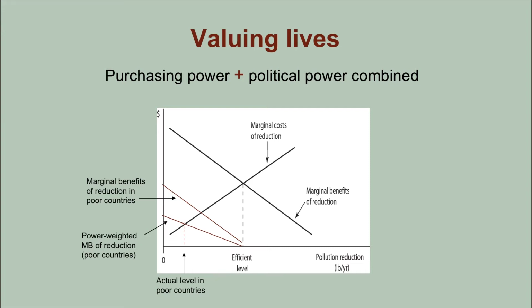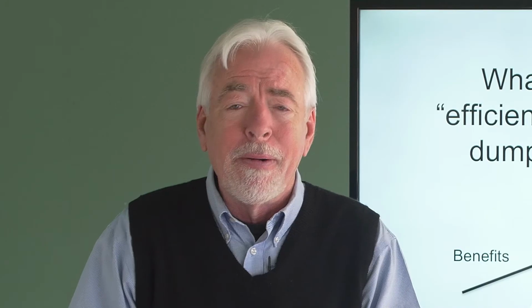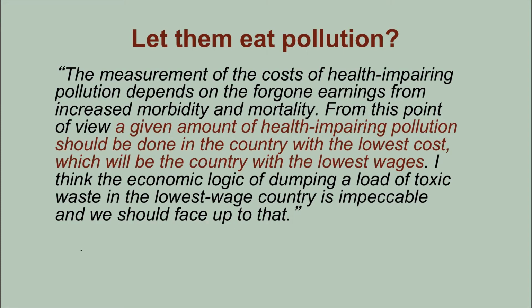Now that all may sound kind of abstract, so let me translate it into one example. Let's say we're asking the question, where's the efficient place to dispose of hazardous trash, of various kinds of hazardous waste? And let's say we're going to base that just on cost-benefit analysis. We're going to ignore political power here. We're just going to base it on purchasing power and the value of a statistical life as calculated by neoclassical economists. Where should we dump the trash? Well, here's a prescription. Let me read it for you. The measurement of the cost of health-impairing pollution depends on the foregone earnings from increased morbidity and mortality. From this point of view, a given amount of health-impairing pollution should be done in the country with the lowest cost, which will be the country with the lowest wages. I think the economic logic of dumping a load of toxic waste in the lowest wage country is impeccable, and we should face up to that.